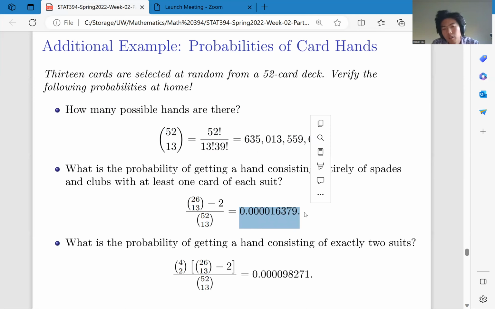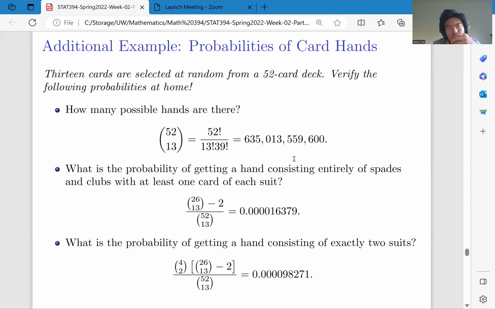So there's also another question: what's the probability of getting a hand consisting of exactly 2 suits? That is not exactly the same as this one, because here our suits are already defined, the spades and clubs. So what about exactly 2 suits?